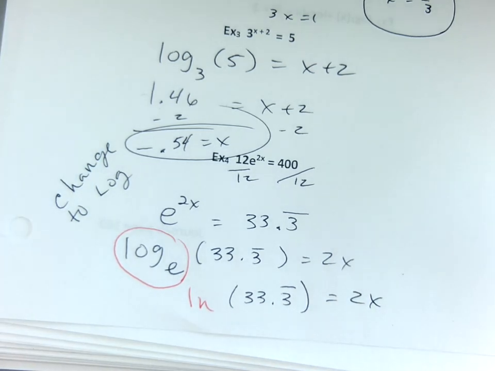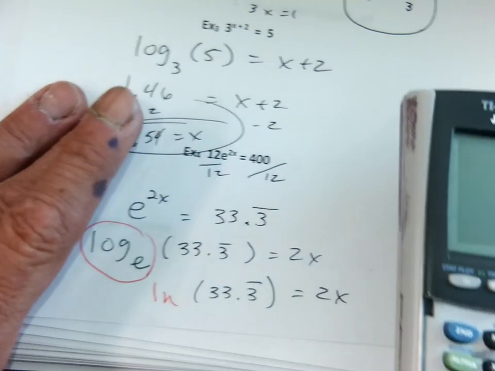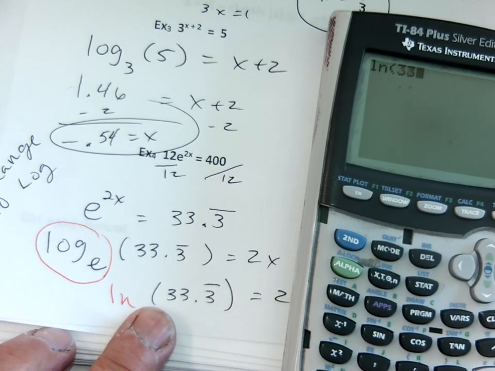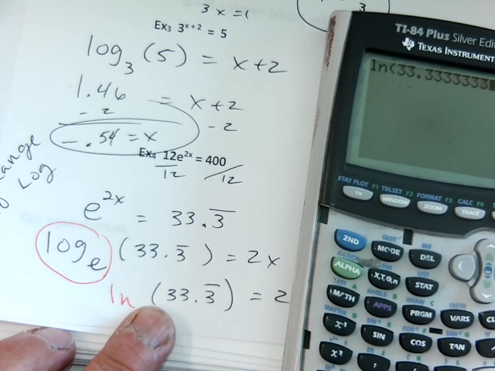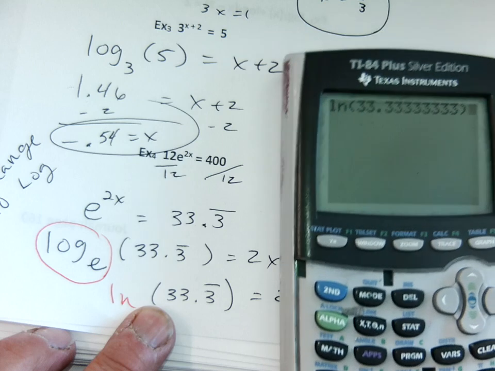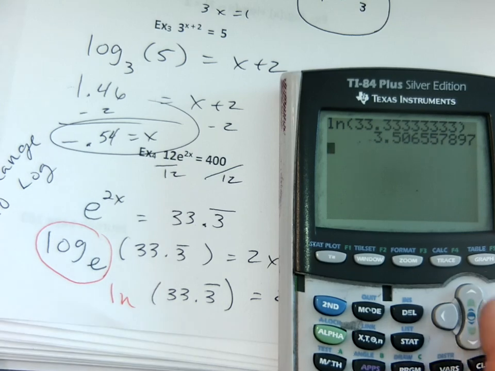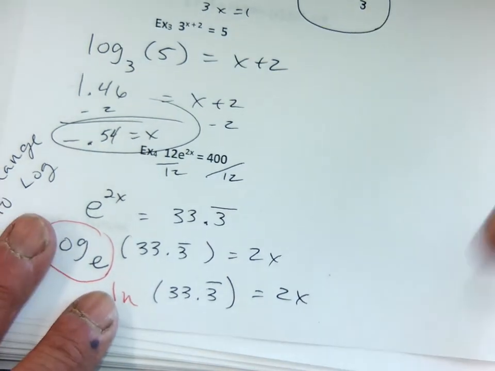ln. And then my calculator, even my old calculators will do that. I'm just going to go, okay, ln of 33.333. Well, I just put a bunch in there, right? Oh, okay. Yeah. So I get about 3.5. I rounded it to 3.51.